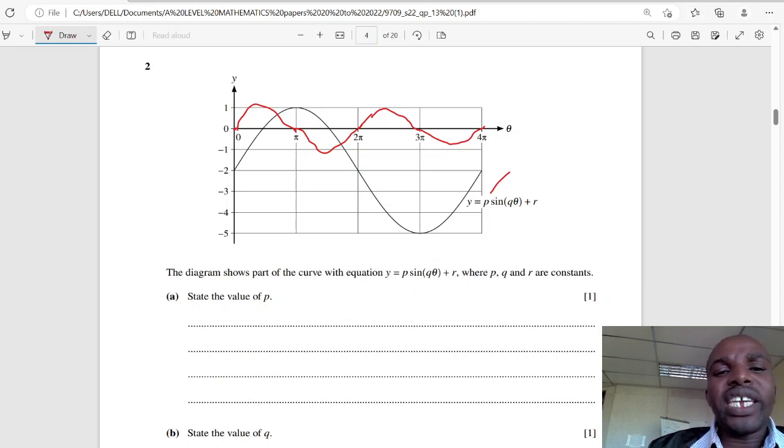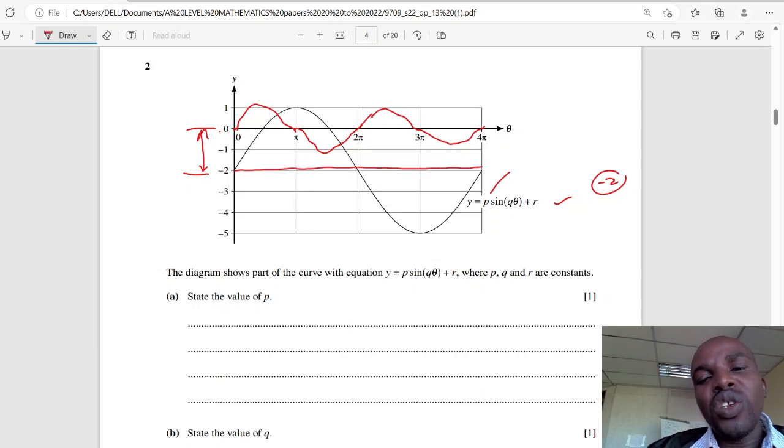So what you do is you check. The original equilibrium was at 0. Now the new equilibrium is at minus 2. The distance between the new equilibrium and the original equilibrium represents a translation. In this case, that's our r. So we can even find r. From 0 to minus 2, your r is supposed to be minus 2, because from the original equilibrium to the new equilibrium represents your translation.